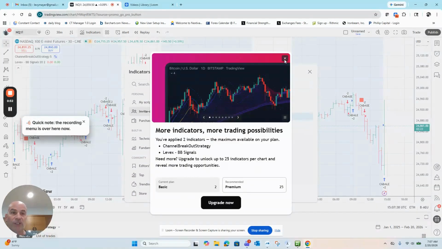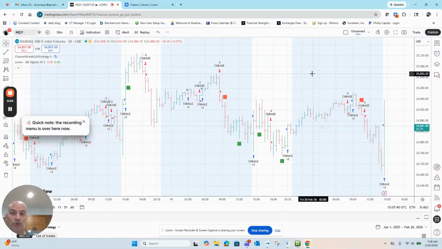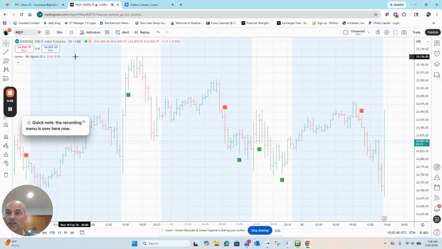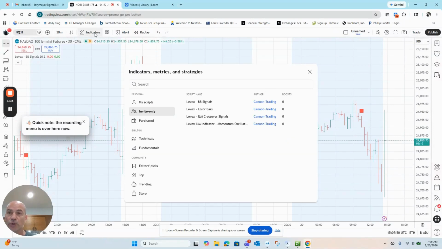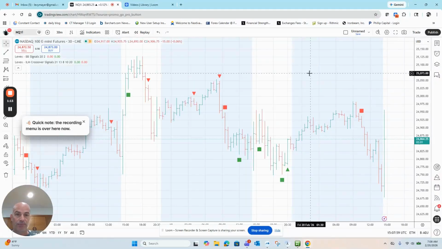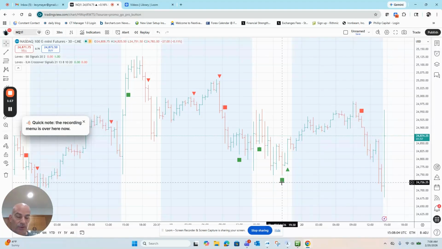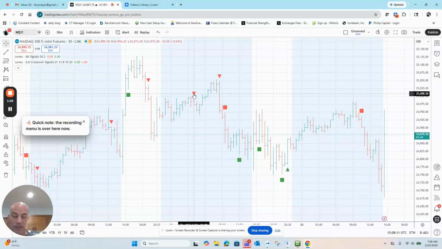I'm not going to do it right now, but what I am going to do is go back to my chart, and delete the other indicator that I had in there. It was a strategy that was running. I'm going to go back to indicators, invite only, and click on my crossover signals. So now I got my main two indicators, which you can see are green squares and triangles, as well as red triangles and squares.